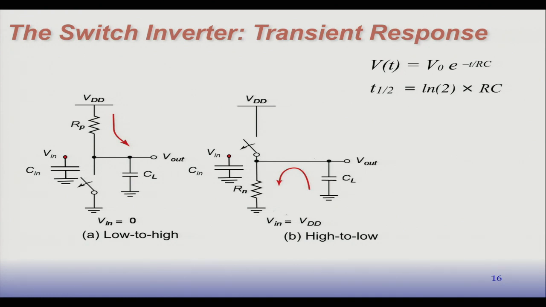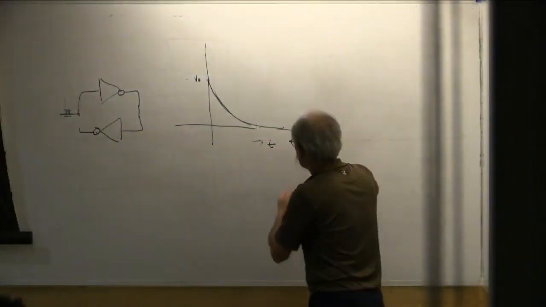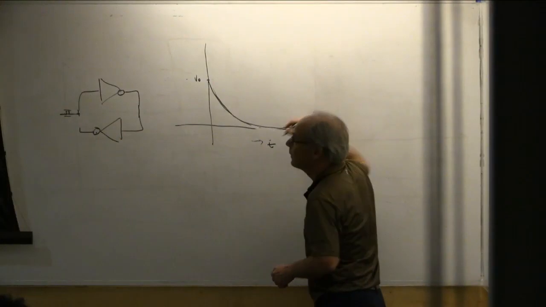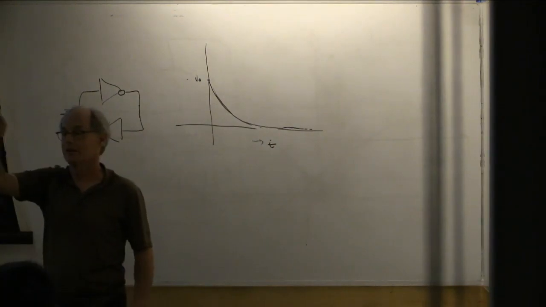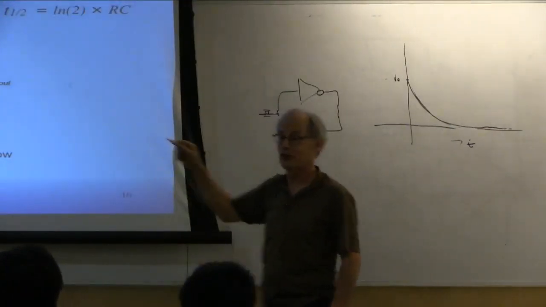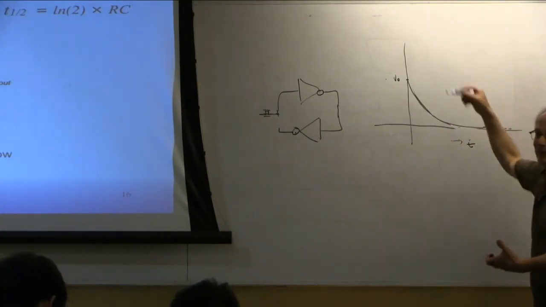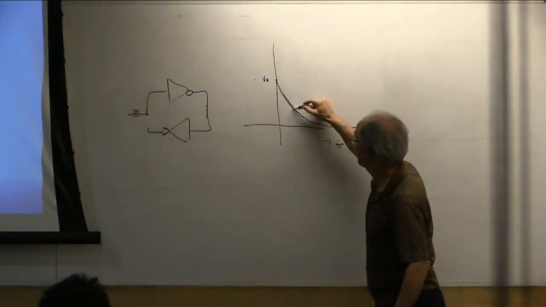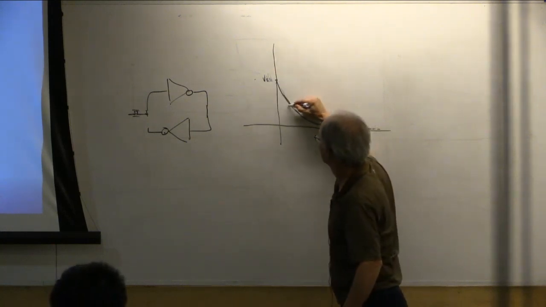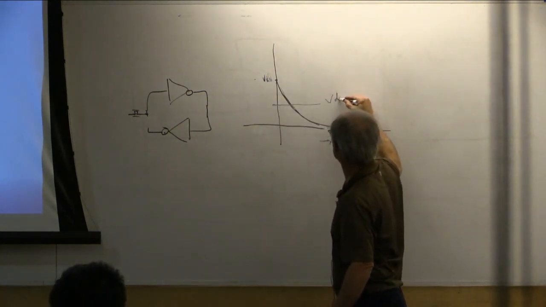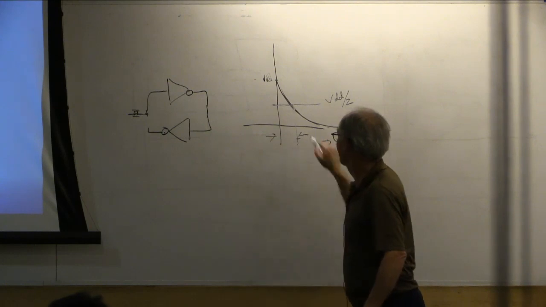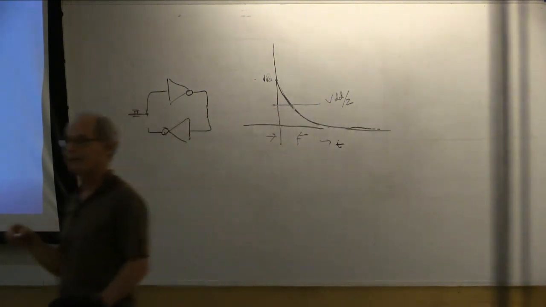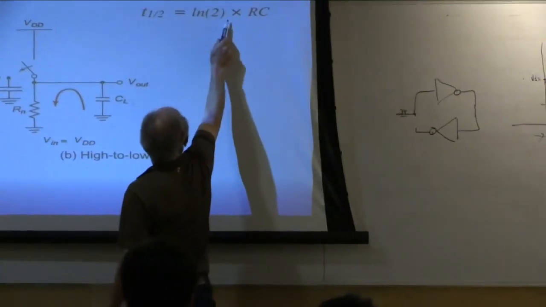Okay, and one more thing here. Because this is exponentially approaching 0, or the other one exponentially approaches V naught, which is VDD in this case, it doesn't ever actually get there. So we need some way of characterizing the delay here. Okay. So we'll pick this point. If this is VDD, we could pick this point, which is VDD over 2, and then measure this time. So this is the time that it takes to get halfway there.